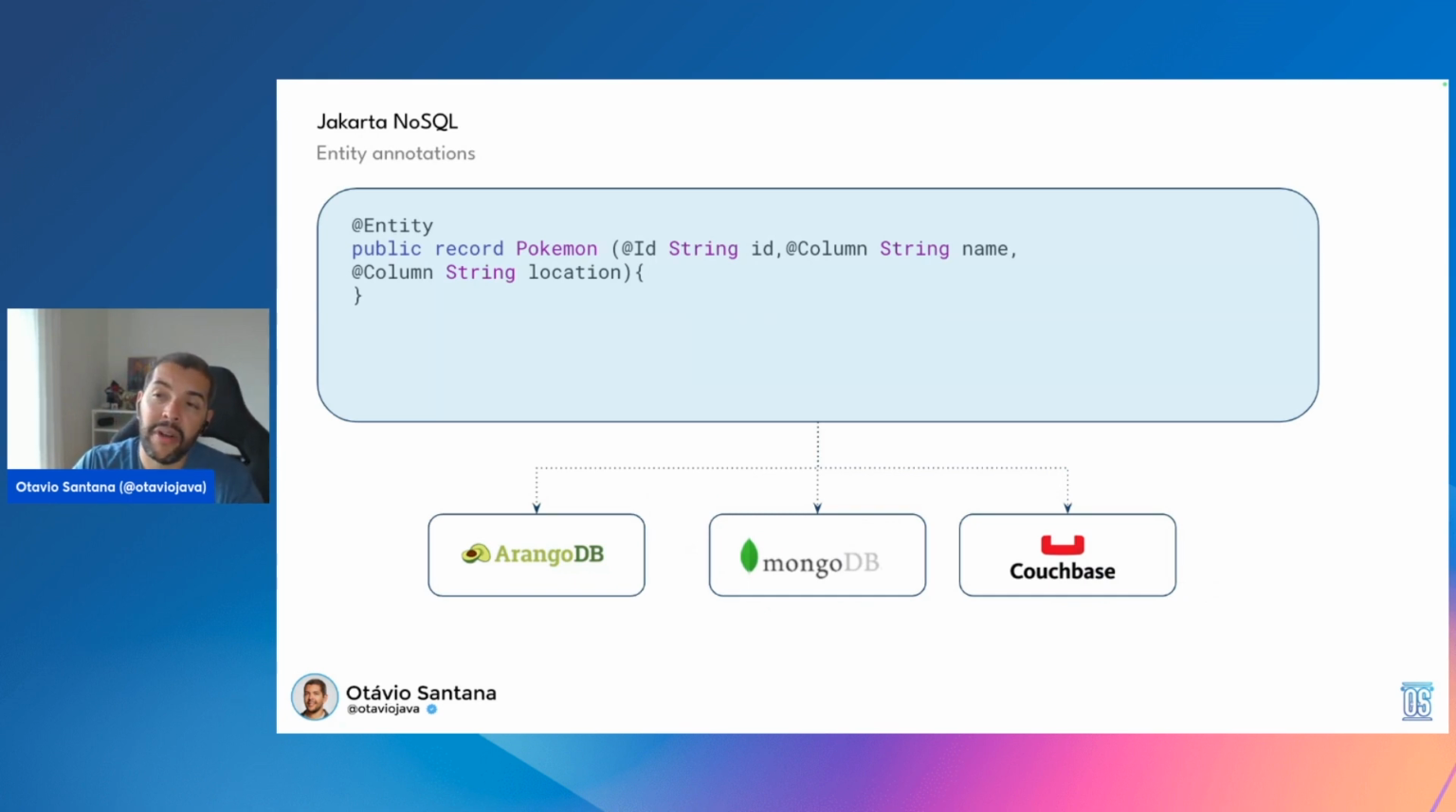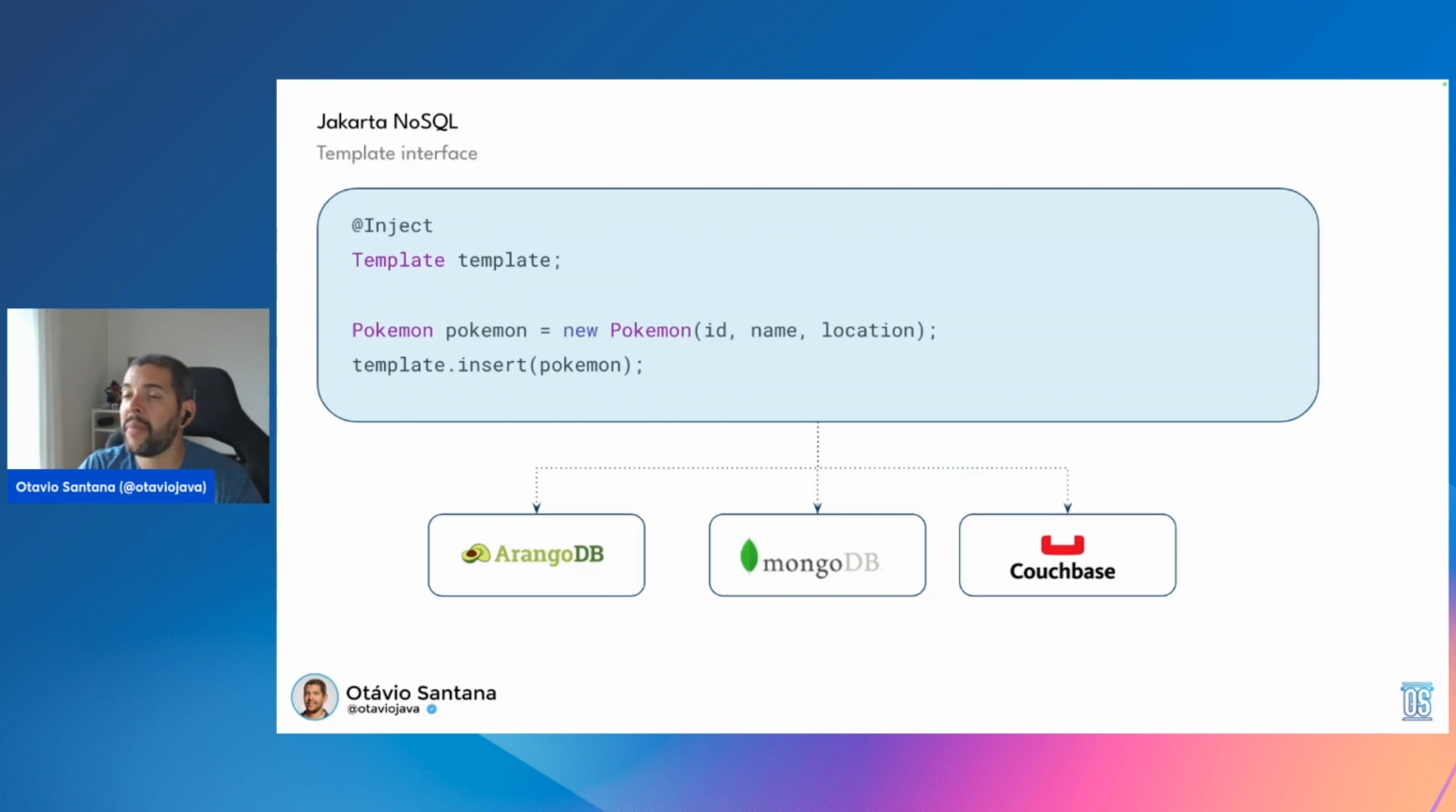Here is a sample. So I'm using here my Pokemon entity. As you can see, I'm using records. So it's a simple entity here where I do have my ID, my name, and my location. And based on that annotation, I'm able to inject my template, which operates like a data access object. So I'm searching my Pokemon based on that. So I do have my ArangoDB, I do have my MongoDB, I do have my Couchbase using exactly the same API.